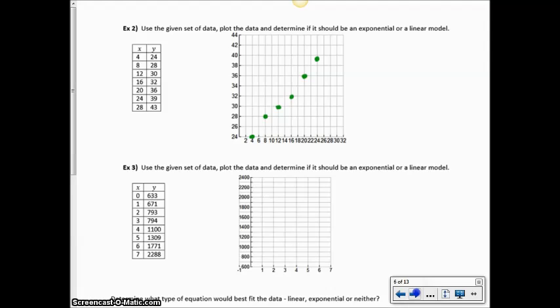And then 28 is 43, which is almost all the way to the top. Okay, so you can see your data there. And then it says use the given set of data, plot the data, and determine if this should be an exponential or linear model. Well, based on what I graphed, it looks like I could probably draw a pretty straight line through them, so I would say linear.